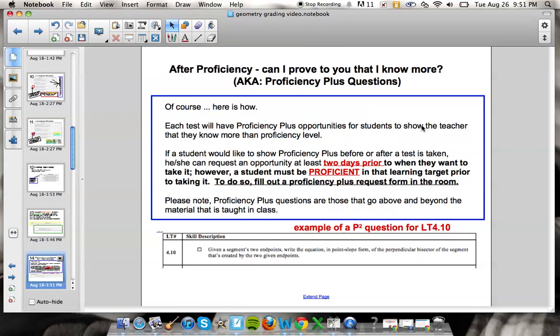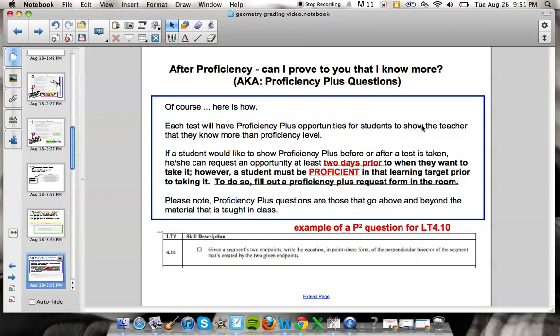Each test is going to have a section where we're going to have proficiency plus opportunities for students to show us if they know more than the proficiency level. And if a student would like to show the proficiency plus before or after a test is taken, they can request that by filling out a proficiency plus request form that's found in the room, and it needs to be filled out at least 2 days prior to when they want to take that assessment, so we have enough time to get a significant question prepared for them.